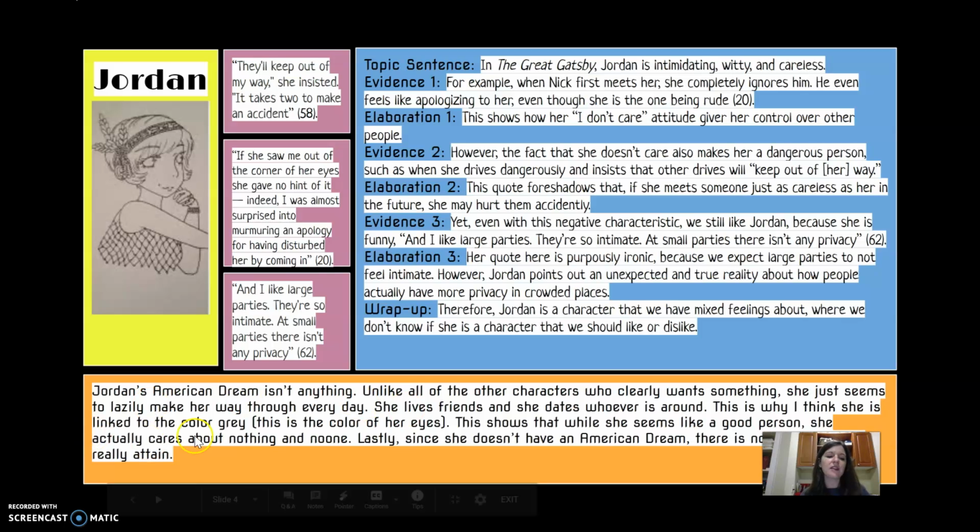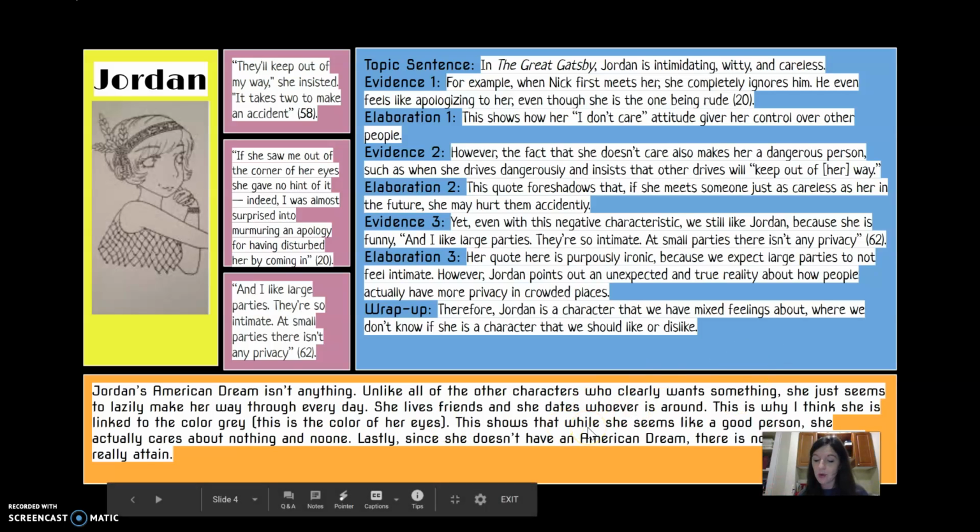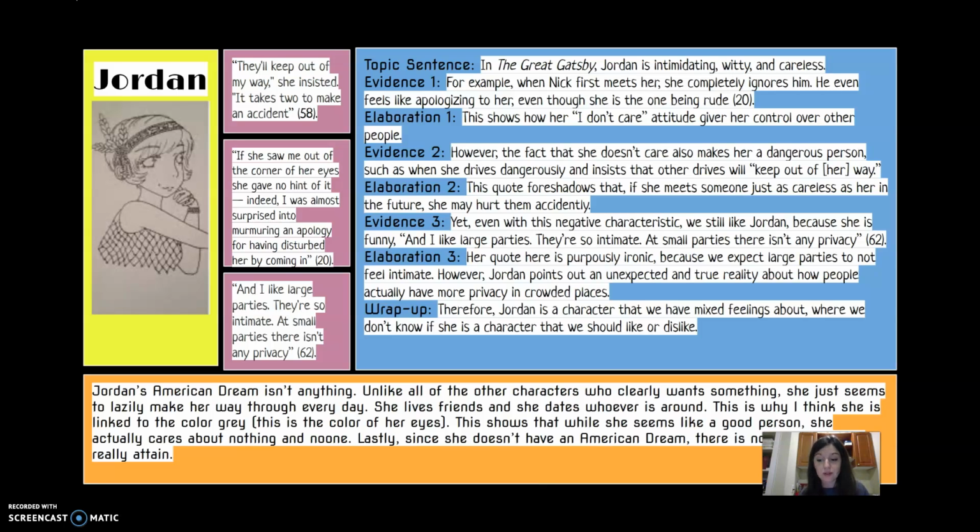So they point out the fact that she's connected with the color gray, pointing out that her eyes are that color, and she links that to the fact that Jordan's super lazy, and the student kind of proves that she's lazy by the fact that she just lives with whoever will let her live with them and dates whoever's near her. She doesn't really seem to care about anything, and therefore they quite interestingly point out this idea that maybe she doesn't have an American dream. Maybe she's the only character who doesn't. So I thought this student did a really good job.